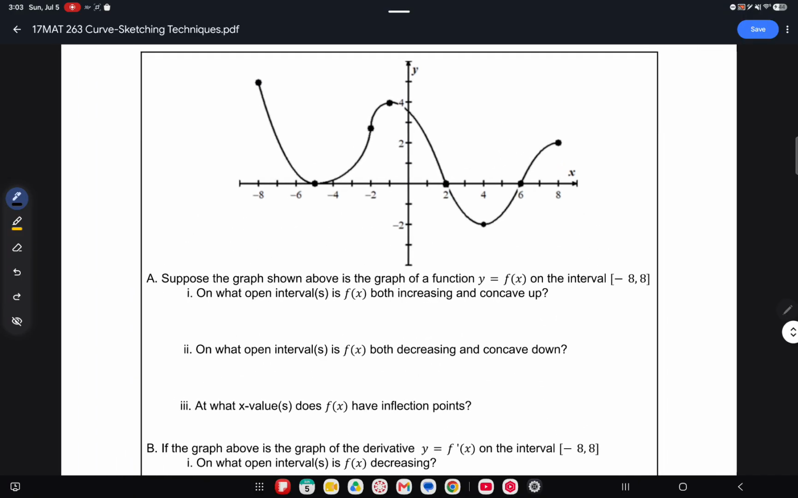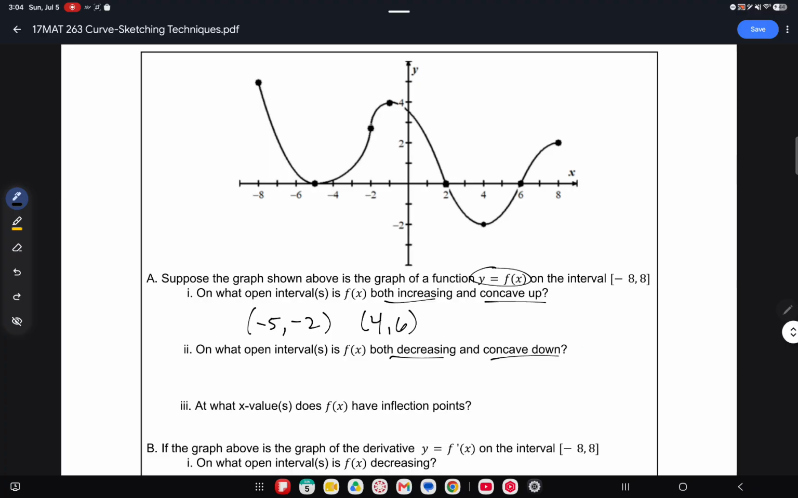We've got this graph. Suppose the graph shown above is the original function. On what intervals are we increasing and concave up? So I'm decreasing, I'm increasing, and then concave up. So from -5 to -2, and then we're concave down. This is up, but we're not increasing. So 4 to 6, increasing, but then concave down.